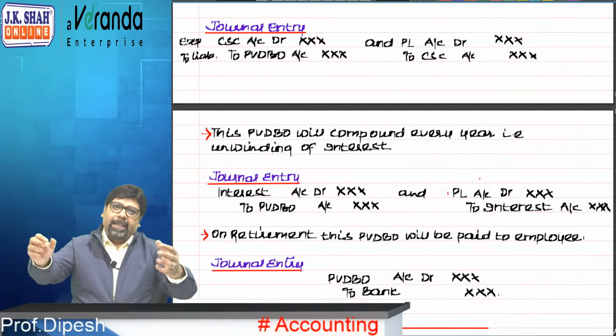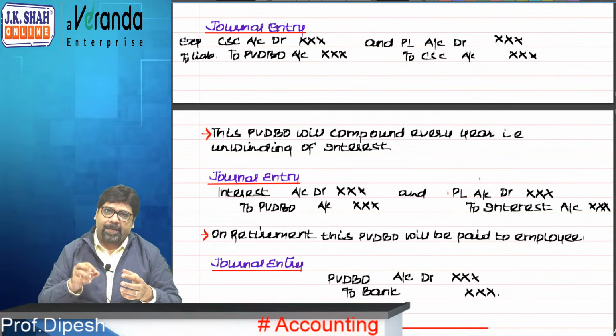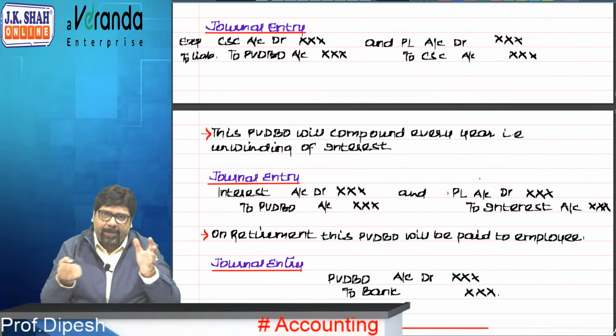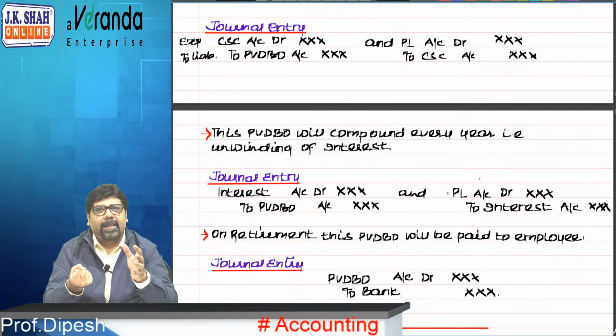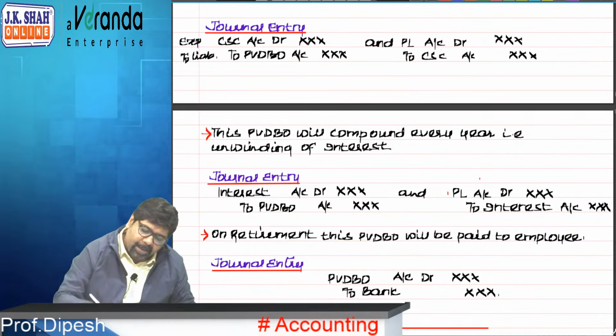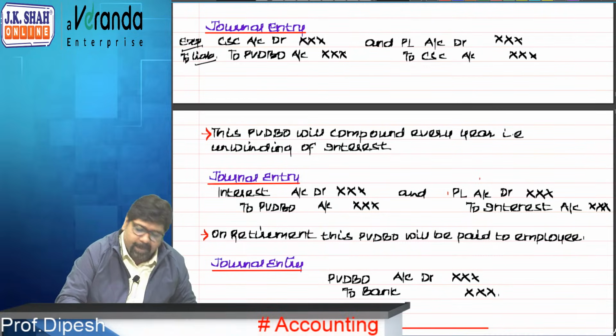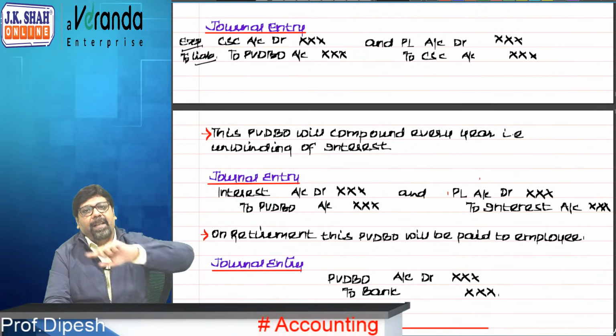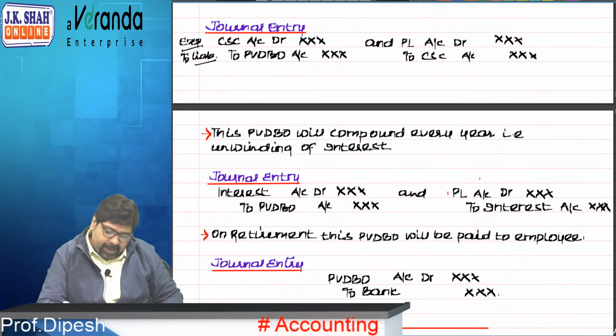Correct? Whatever money I am saving is my expense. The money which I am saving from my profit is my expense. Why? Because I am saving for my employees. And is that paid or payable? Payable when? On retirement. So, it is a liability. So, expense account debit to liability. Correct?